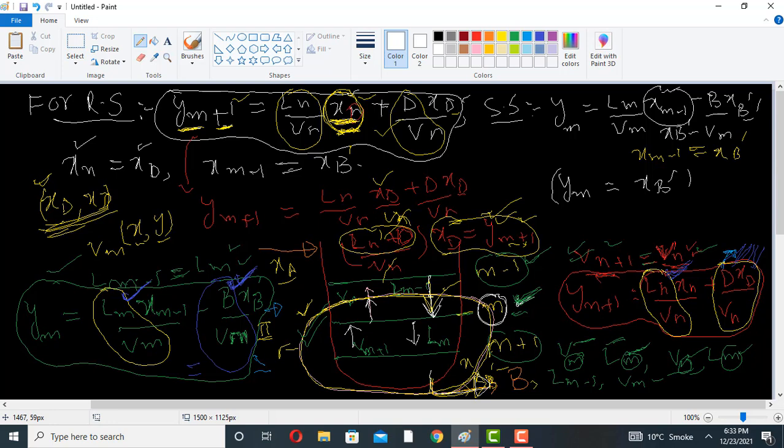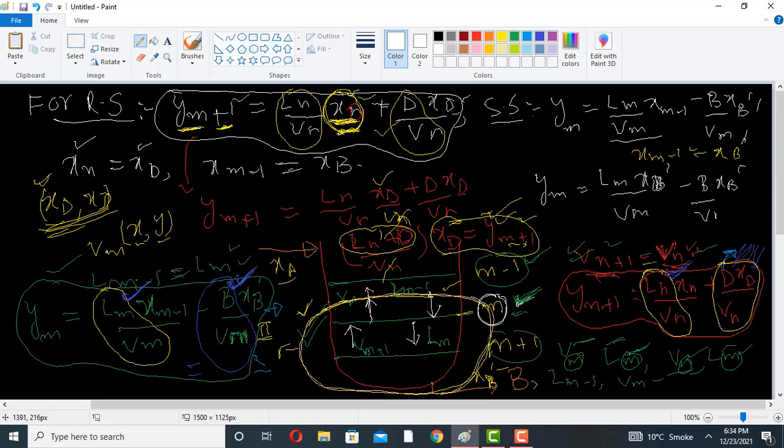xB dash will be common out, and Lm minus B is nothing but Vm. So this Vm will cancel with this Vm. So yn will be equal to xB dash, just like we derived before. So if xn minus 1 is equal to xB dash, what will happen to this equation? This yn will be equal to (Vm xB dash minus B xB dash) divided by Vm. Now this xB dash will come out.